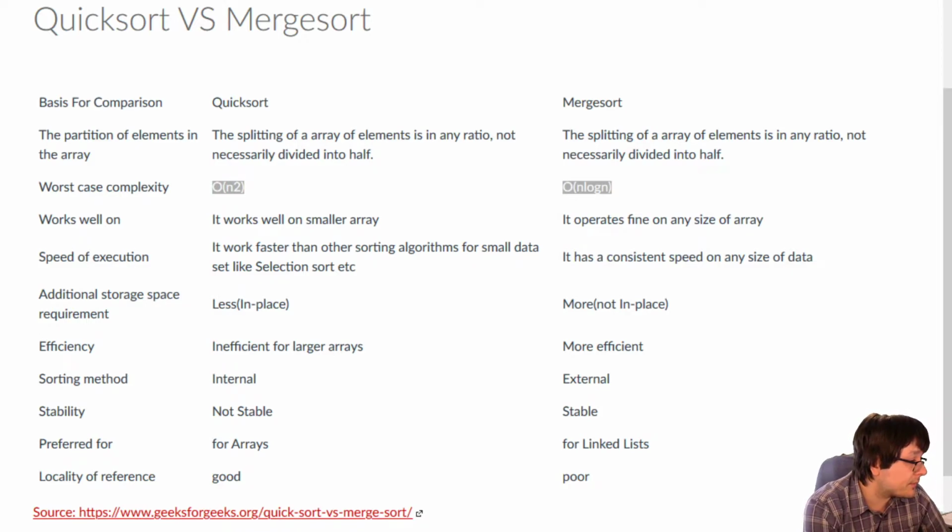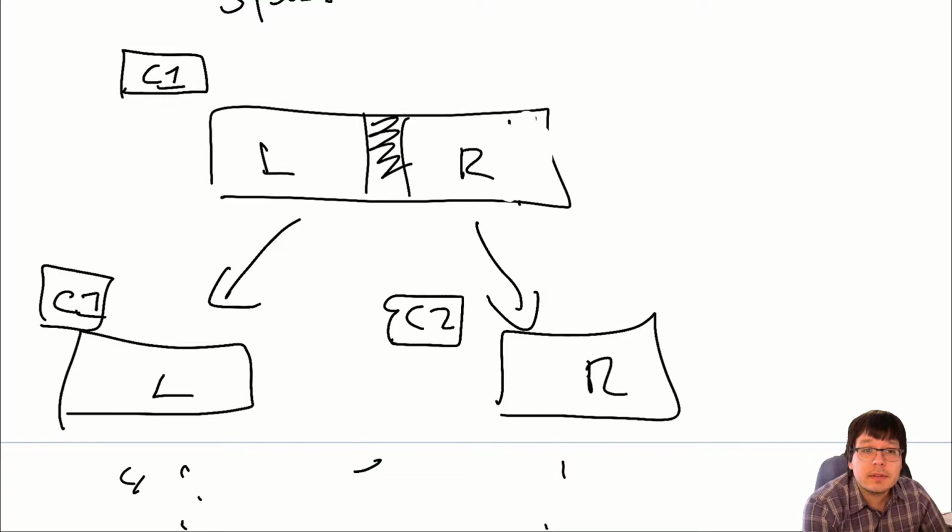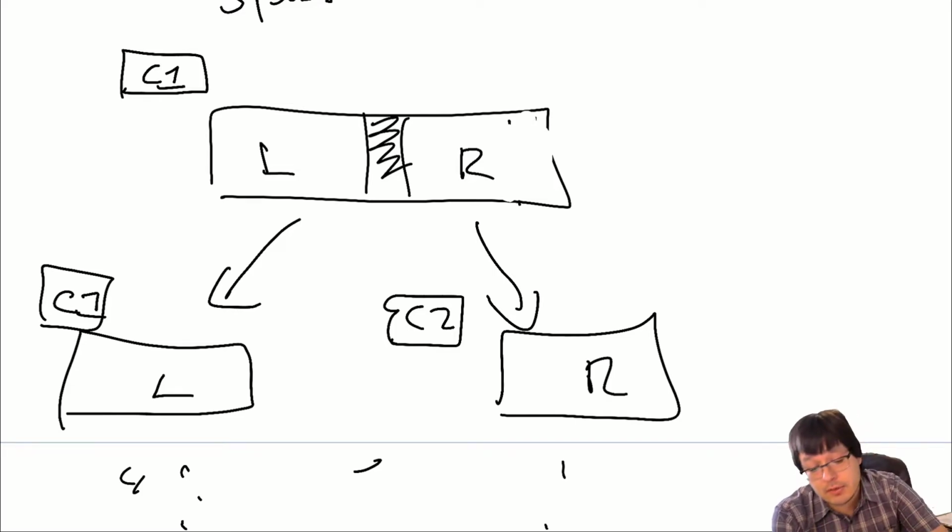So yeah, I think that's all I want to say about Quicksort versus Mergesort, unless there are any specific questions on sorting in general. I don't know if you guys have anything that you want to talk about.